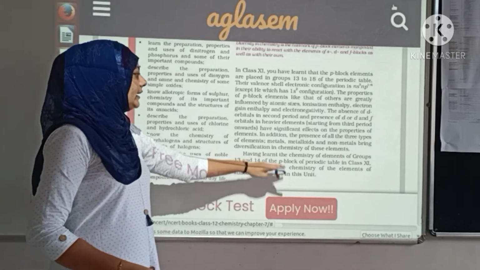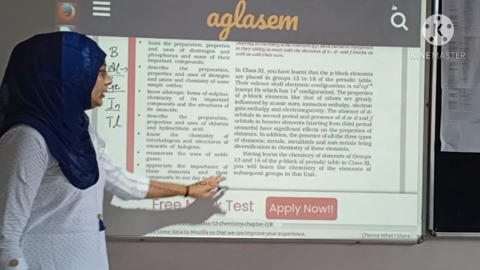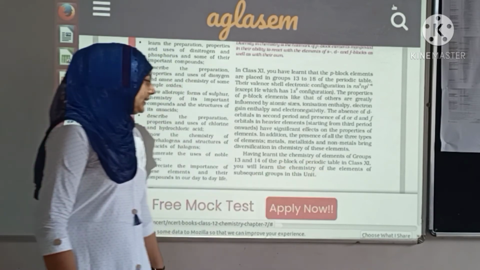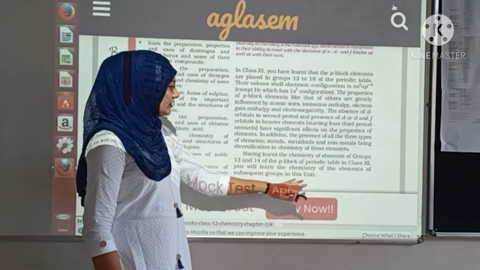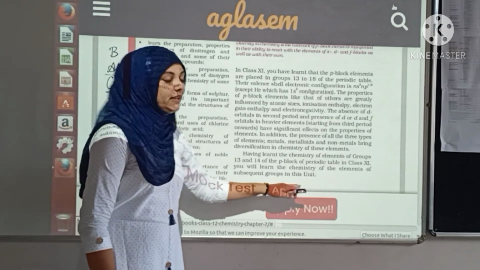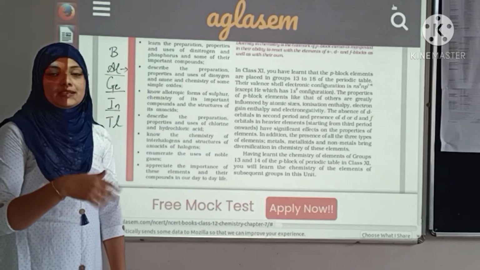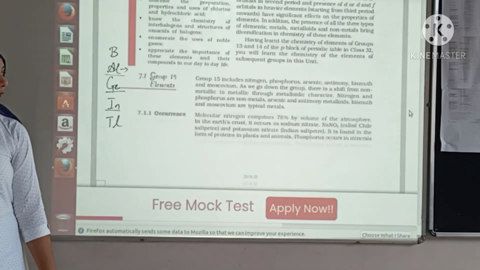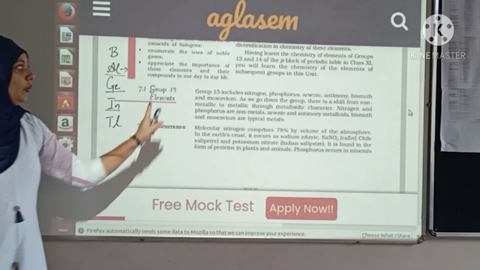Having learned the chemistry of the elements of group 13 and 14 of the P block of the periodic table in class 11, you will now learn the chemistry of the elements of subsequent groups in this unit. We are going to go with the other sets of elements, or we can say groups, in this chapter. Group 15 elements.